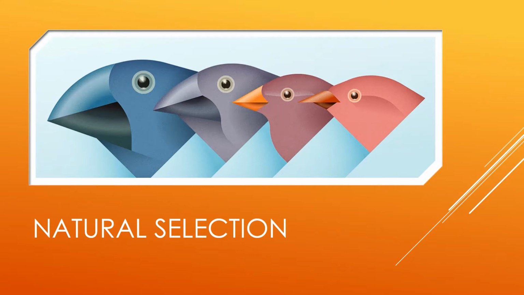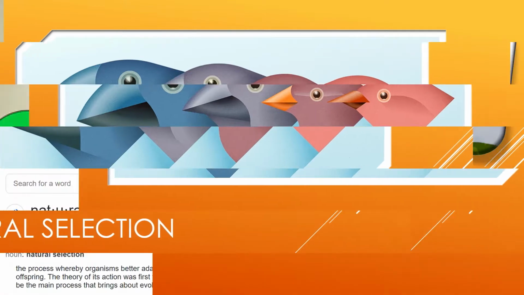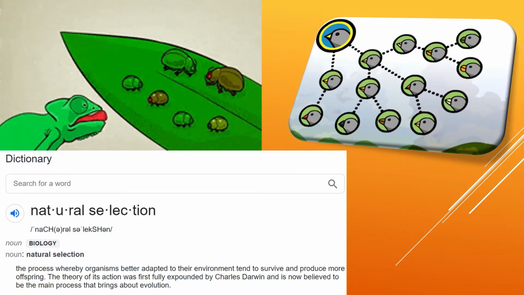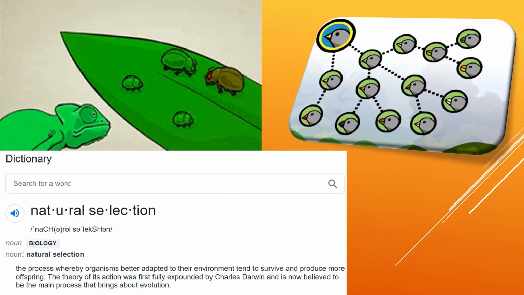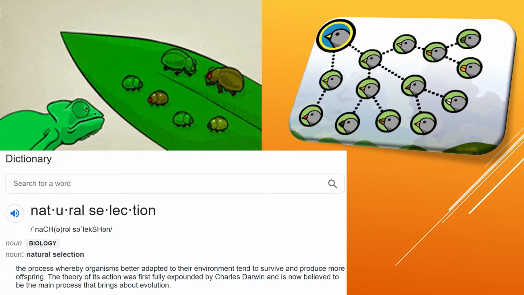Hello, today we're going to discuss natural selection. Alright, so what is natural selection? It is the process whereby organisms better adapted to their environment tend to survive and produce more offspring.